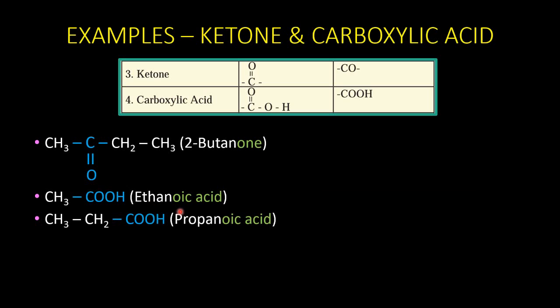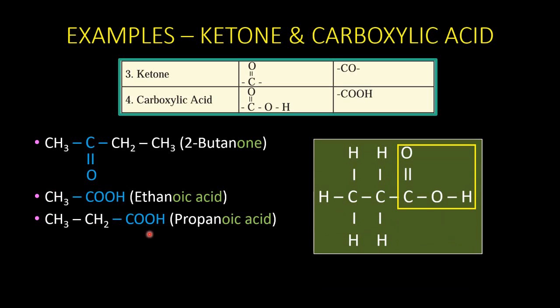The next one is propanoic acid. Again, it ends with OIC acid. Propan means that there are 3 carbon atoms: 1, 2 and 3. And here is the elaborate structure of propanoic acid. So this is how ketone and carboxylic acid are represented.